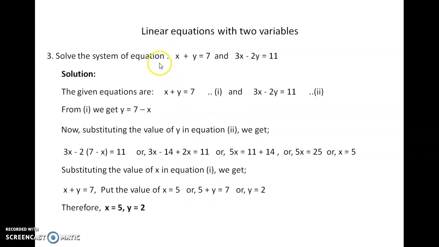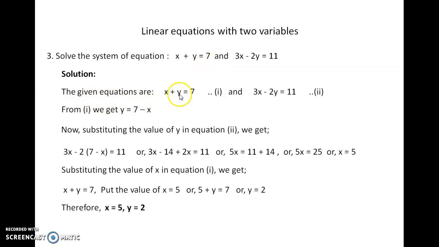Next, linear equations with two variables. Solve the system of equations: x plus y equal to 7 and 3x minus 2y equal to 11. So you have now two variables. So how to solve this? There are different ways to solve. So let us start with the simple method first.